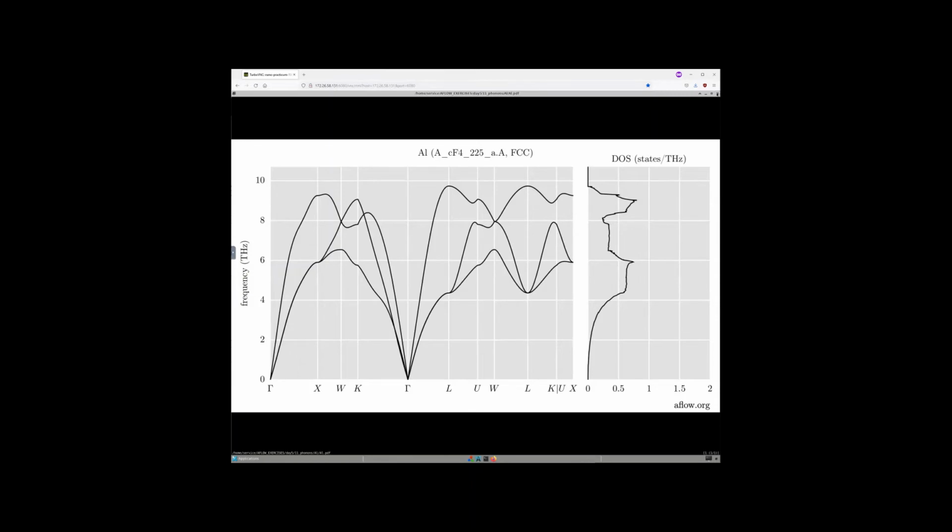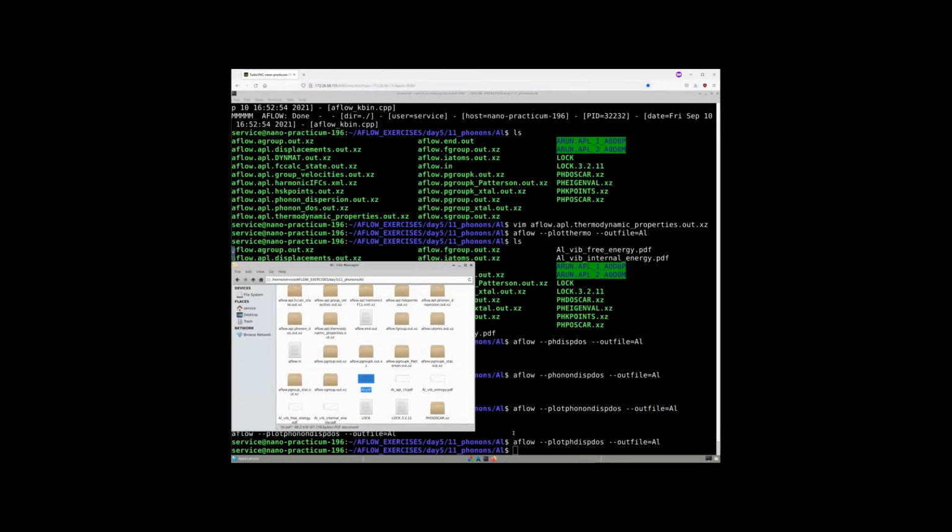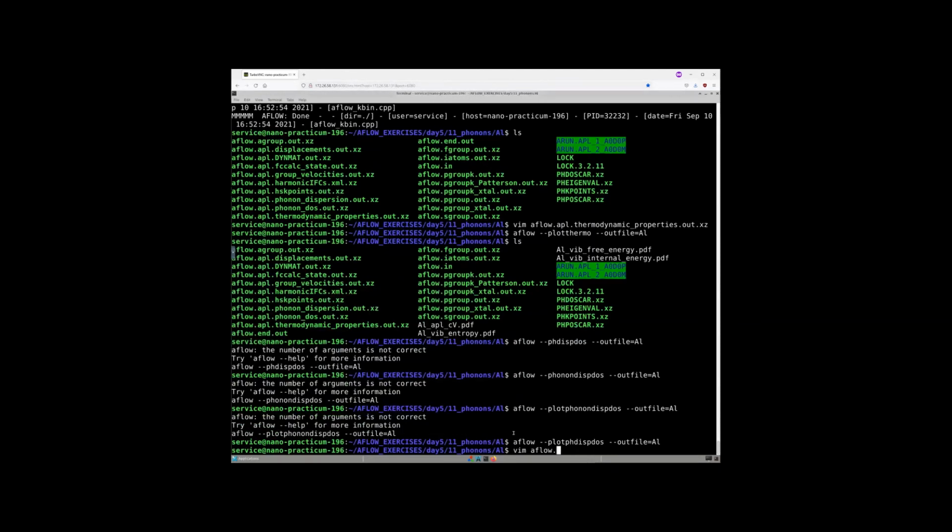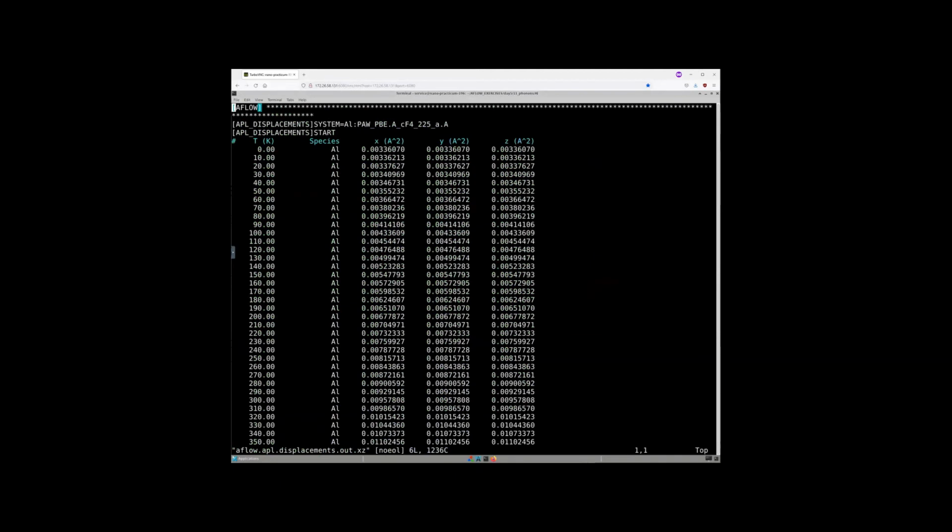The last file that I would like you to look at is the displacement file, Displacements.out. As I said earlier, we can calculate atomic displacements with the eigenvectors, and this file is plotting the mean square displacements. And we can see just what we would expect. If we increase the temperature, the atoms are moving more and we have larger displacements.